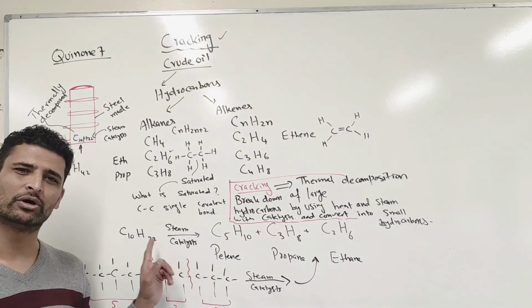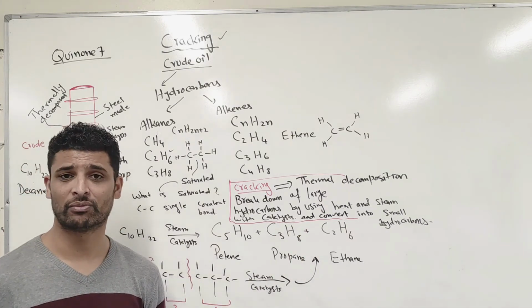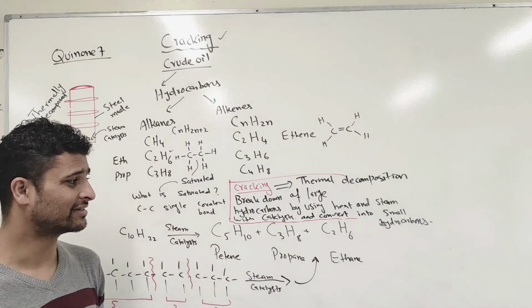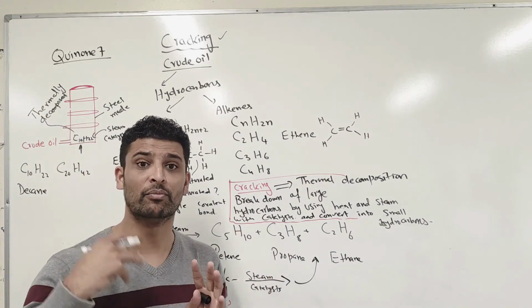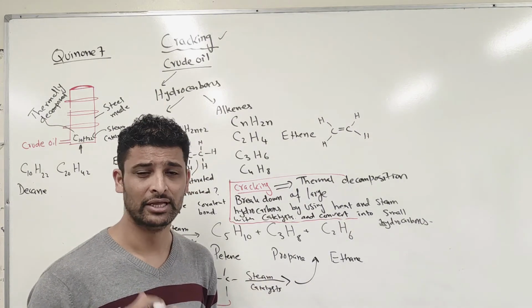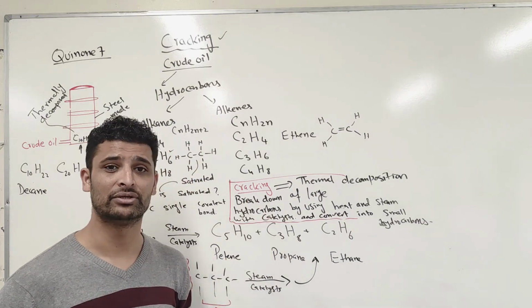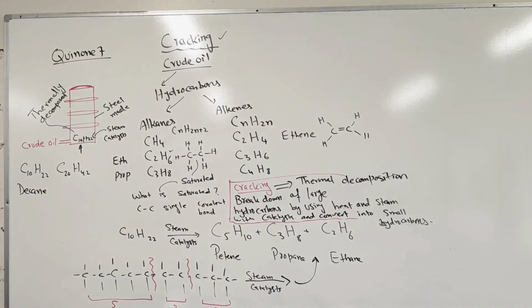Why do you convert the large hydrocarbons into the small hydrocarbons? If it is one of the 1 mark questions, you can clearly say that it's because of supply and demand. Small hydrocarbons are more useful, large hydrocarbons are not that useful. That's why we convert them into small hydrocarbons, so we can use them in daily life.